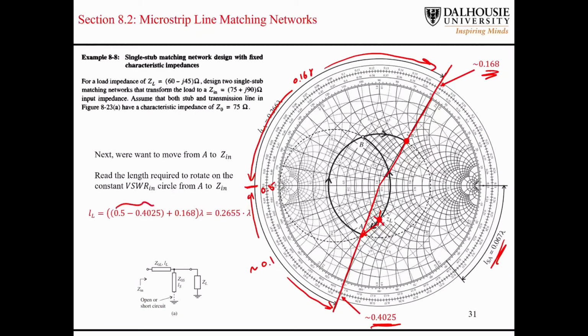So what you see here is the 0.1, which is the measurement from point A to the beginning of the scale, and then this 0.168 is this other measurement from the beginning of the scale to our input impedance location here. Okay, so when you make this subtraction and you add on the 0.168, you get the same result that we got taking the other longer approach.